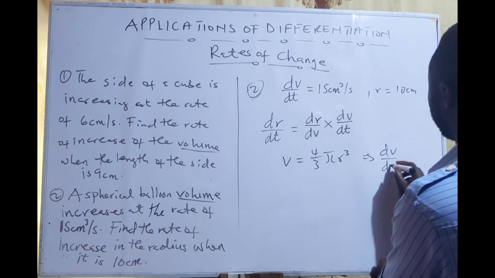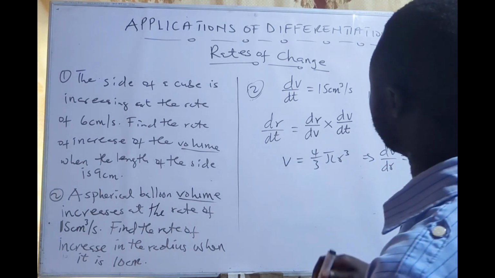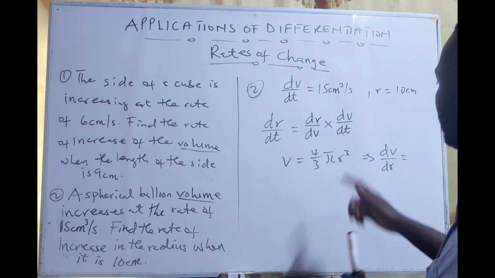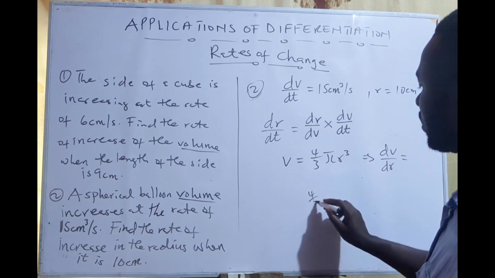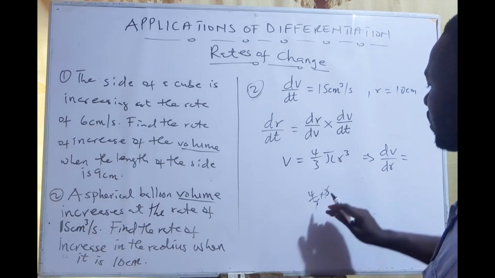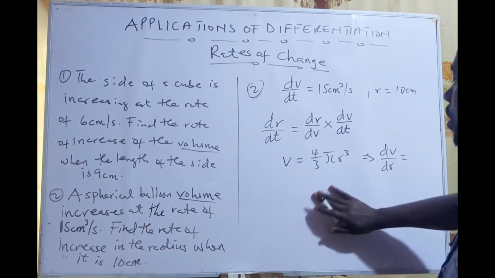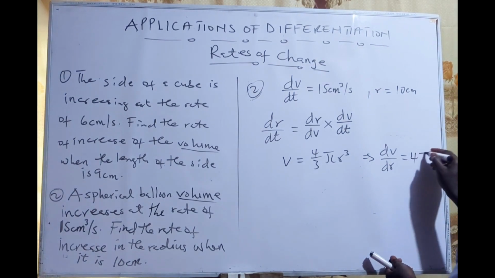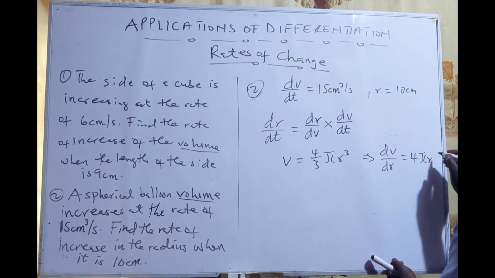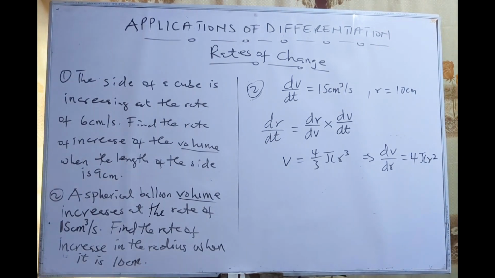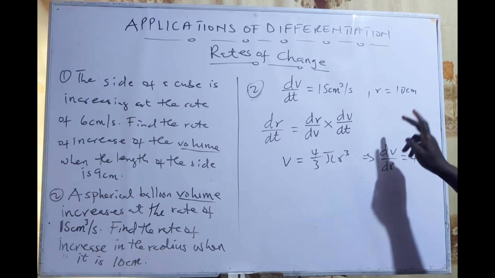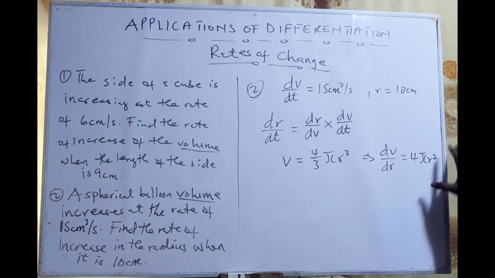If V is 4/3 pi r cubed, I'll differentiate V with respect to r. So for dV/dr, 3 will come down, so it will be 4/3 times 3. The 3 cancels the 3, and we are left with 4 pi r. Subtract 1 from the power, so we have r squared. So dV/dr is 4 pi r squared.